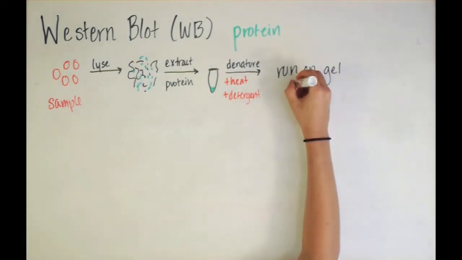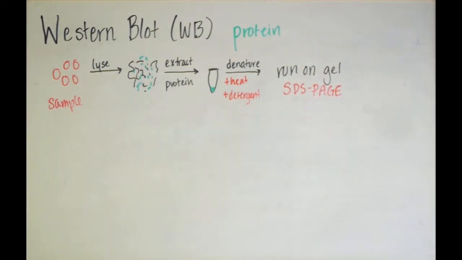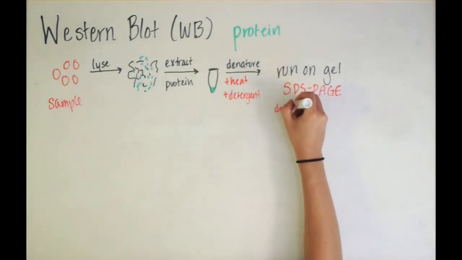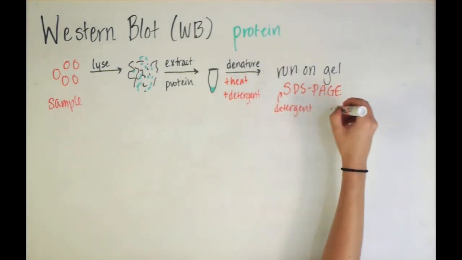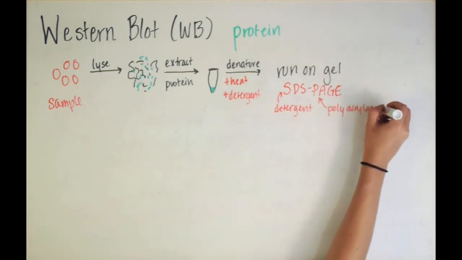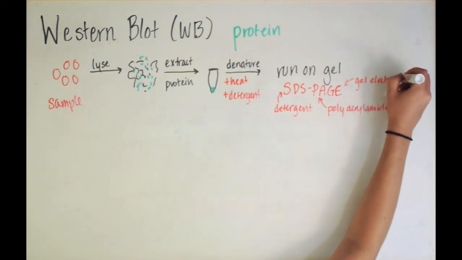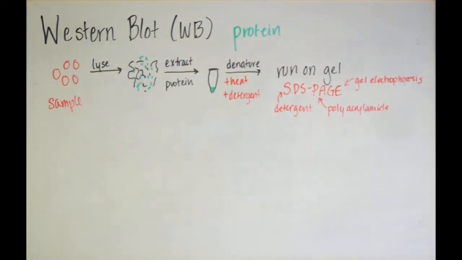SDS PAGE is commonly used in Western blots. SDS is a type of detergent, or soap. Think laundry detergent. And PAGE stands for polyacrylamide gel electrophoresis. Polyacrylamide is the material the gel is made of. The same basic principles of electrophoresis that we discussed for the EMSA assay apply to this situation as well.